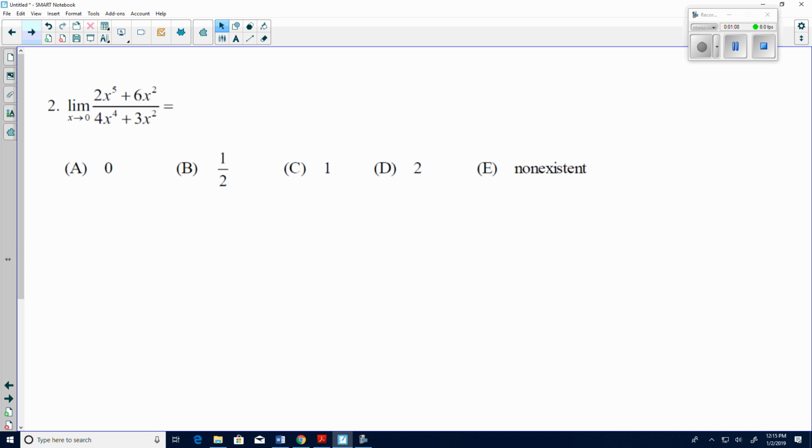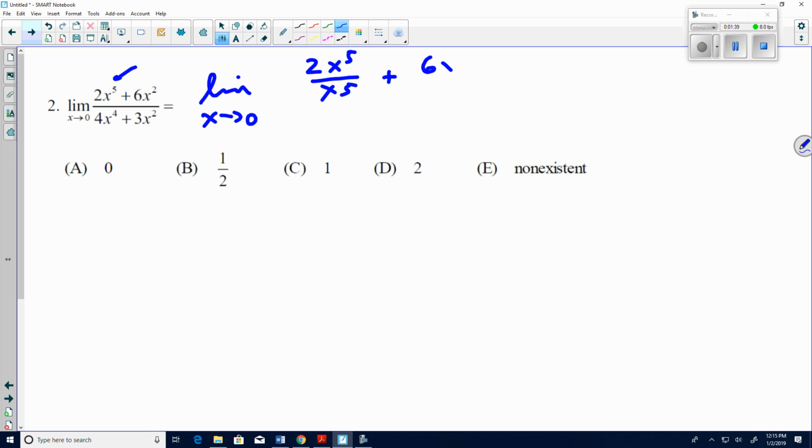Number 2, this is a limit problem, actually from pre-calculus. If you notice, direct substitution gives you 0 over 0, which is not the answer. There is an algebraic technique that says you look at the highest power of x and you divide through by that. So we would be considering this expression here where we have 2x to the 5th divided by x to the 5th. We're just dividing through by the highest power, plus 6x squared divided by x to the 5th, and all that's over 4x to the 4th divided by x to the 5th.